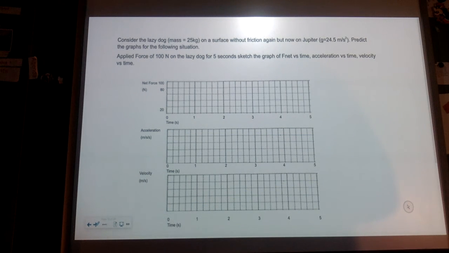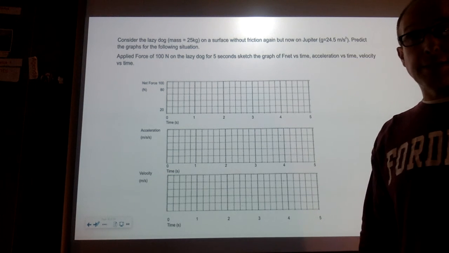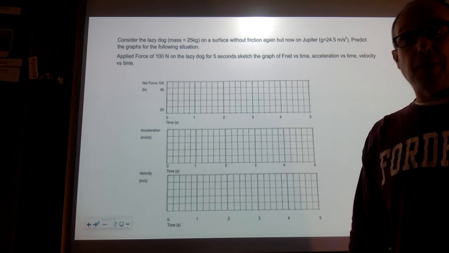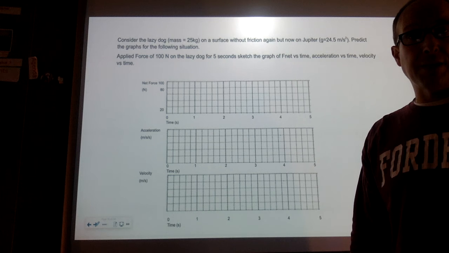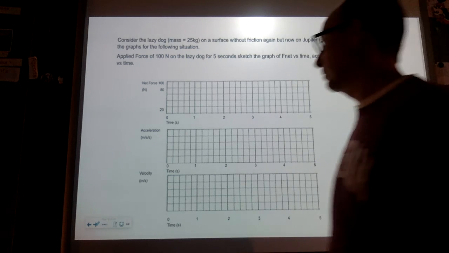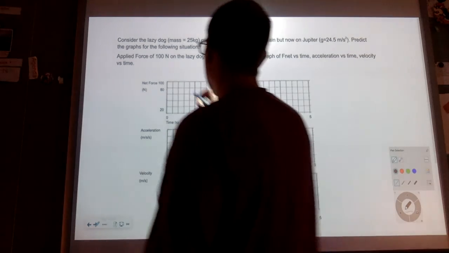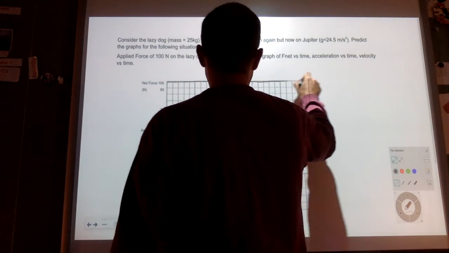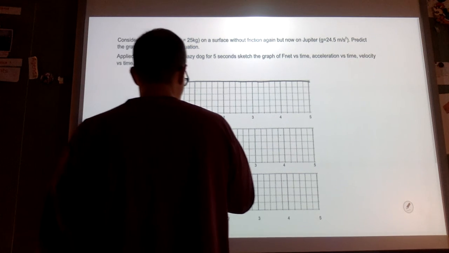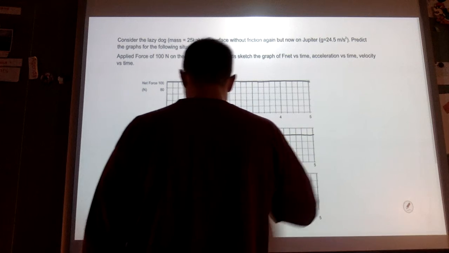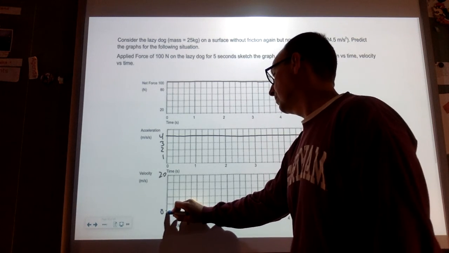All right, now I'm going to go to Jupiter and do the same thing. So if I take my gravity and divide it by 6, I got no change. What if I take my gravity and multiply it by almost 2.5? Is that going to change what my force, acceleration, and velocity are? And I'm going to say no.